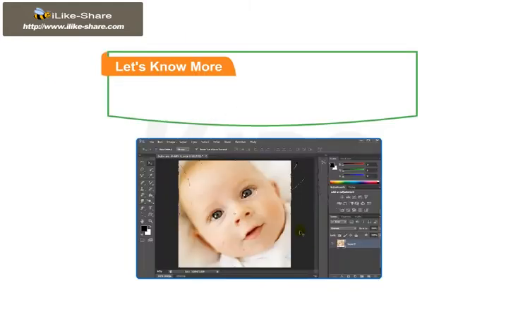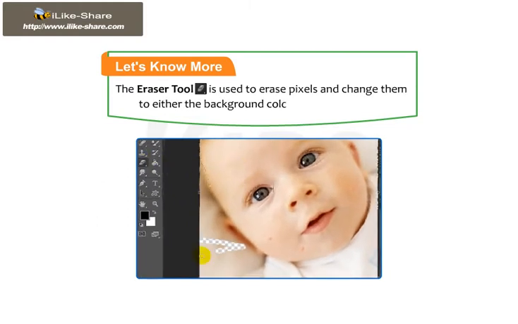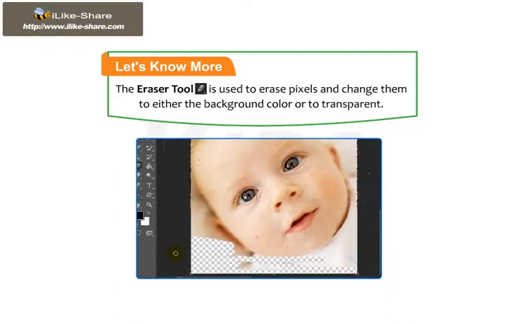Okay, let's know something more. The Eraser tool is used to erase pixels and change them to either the background color or to transparent.